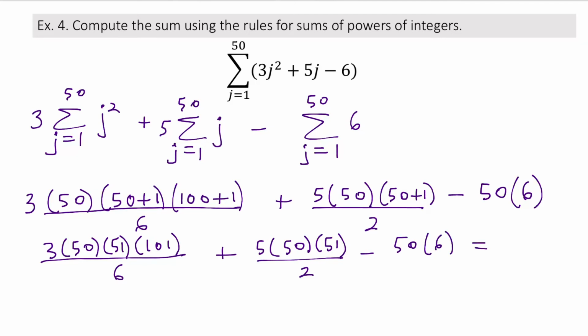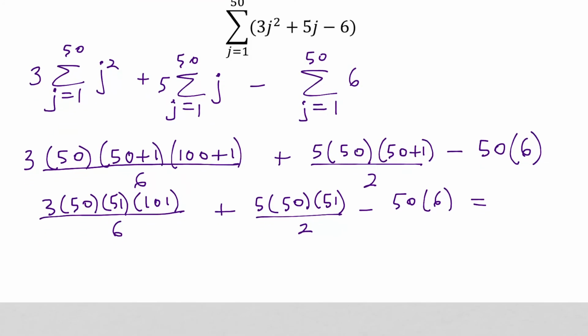So if you type all of that into your calculator, you're going to get the sum of that list, and it's 134,850.